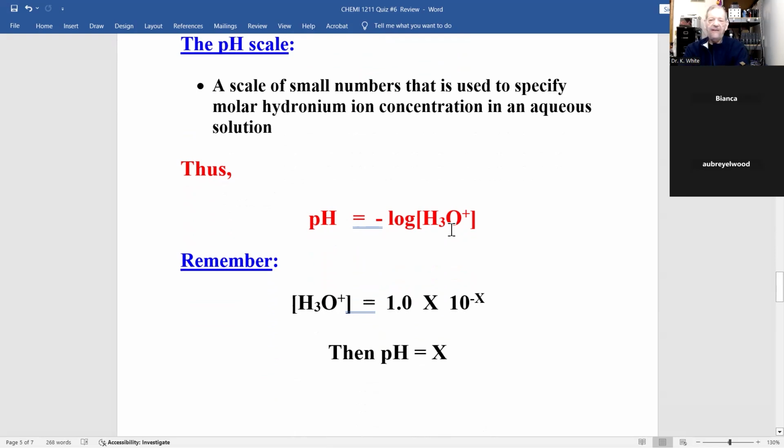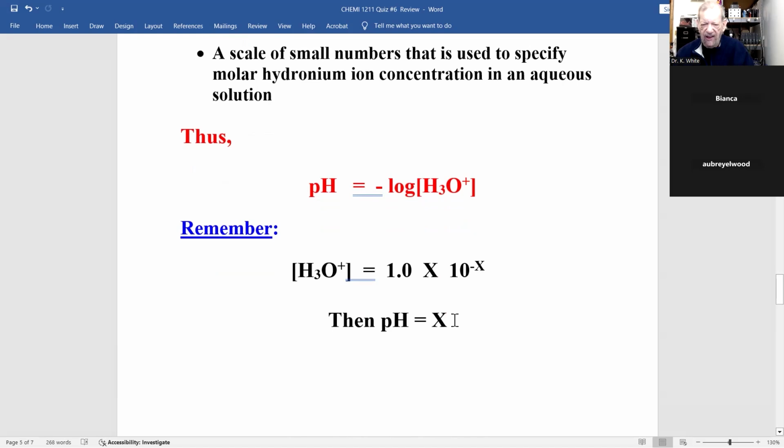Now, as a special gift to you, if the hydronium ion concentration is 1.0 times 10 to the minus x, then the pH is x. And that way you don't have to learn, and I don't have to teach you, how to use the logarithm function on your calculator. Yay, Dr. White. Thank you. You're welcome.